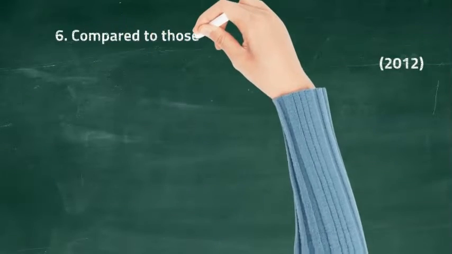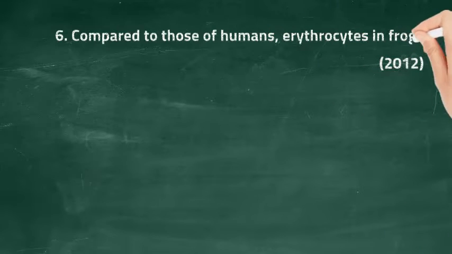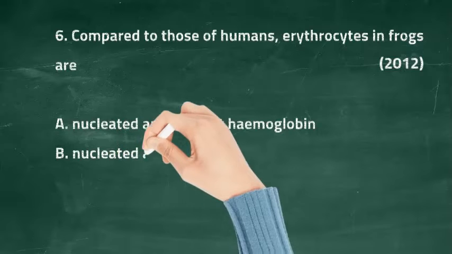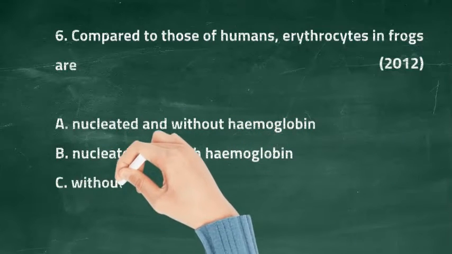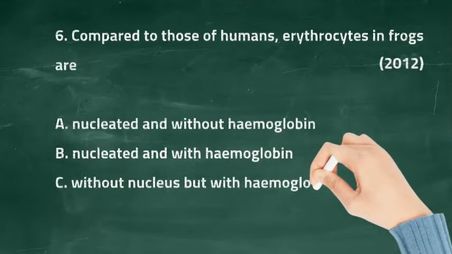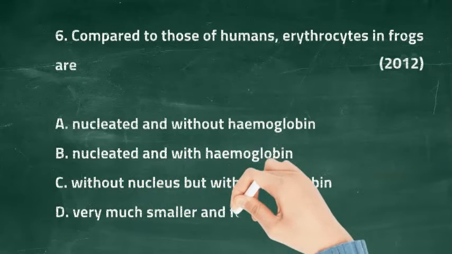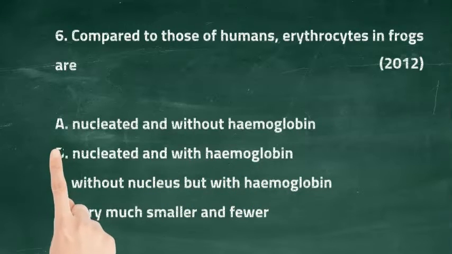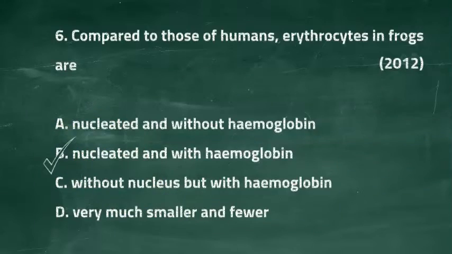Question 6. Compared to those of humans, erythrocytes in frogs are: option A is nucleated and without hemoglobin. Option B is nucleated and with hemoglobin. Option C is without nucleus but with hemoglobin. And option D is very much smaller and fewer. The right answer is option B, nucleated and with hemoglobin.